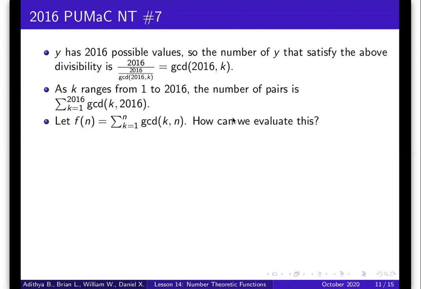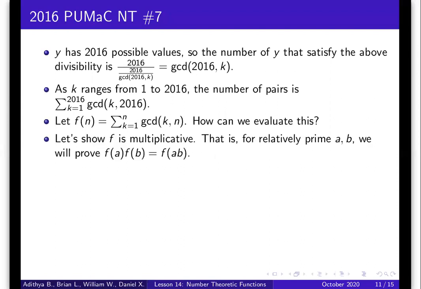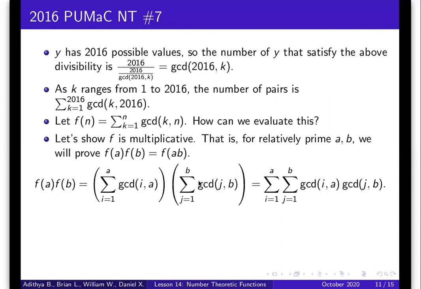Yep, so f is multiplicative. One way we can show this is actually just through direct multiplication. So we can just take a and b to be relatively prime and multiply f of a and f of b. So this is what we get for f of a and times f of b. And so we get this double sum with GCD of i and a times the GCD of j and b.